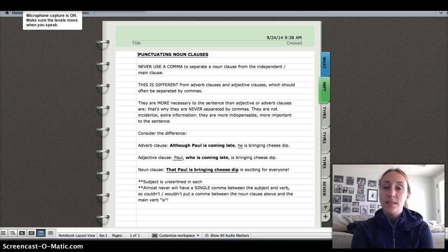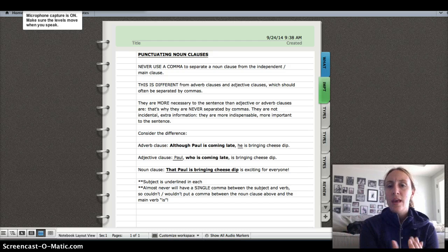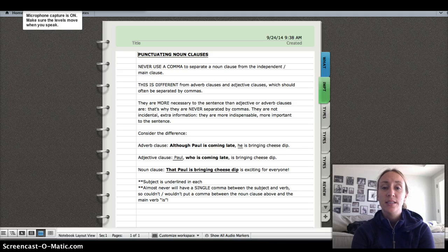In the noun clause sentence, the noun clause is the subject. That Paul is bringing cheese dip. It's an activity, it's a truth that is functioning as the subject of the sentence. The main verb is. We couldn't remove it because then we'd have a sentence that said, is exciting for everyone, and we'd all want to say, what is exciting for everyone?